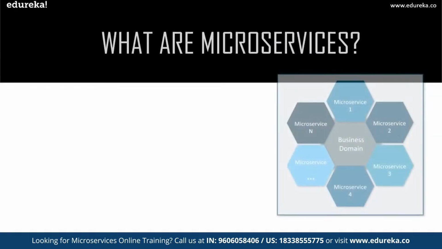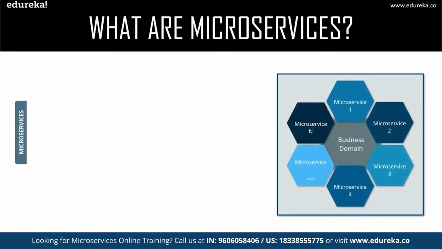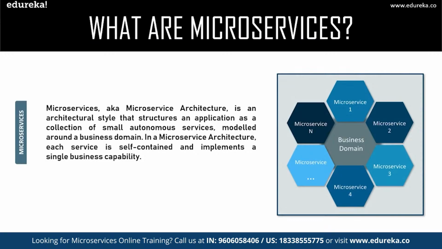So on that note, let's understand what microservices are. Microservices, or most commonly known as microservice architecture, is an architectural style that structures an application as a collection of small autonomous services modeled around a business domain. So basically, you can have a business domain and all the functionalities and features divided into various microservices. In a microservice architecture, each service is self-contained and implements a single business capability.